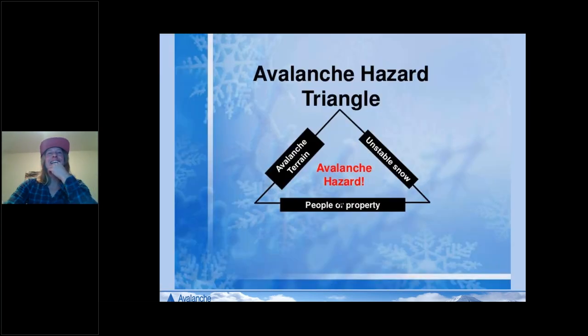Things like the avalanche hazard triangle, what can we control out of this? I mean, we're putting ourselves into the terrain, so we have a bit of control over us. We can't control the unstable snow and the weather that creates it. So really, what we can control is where we put ourselves in that terrain. So that's really what we're going to focus on today.